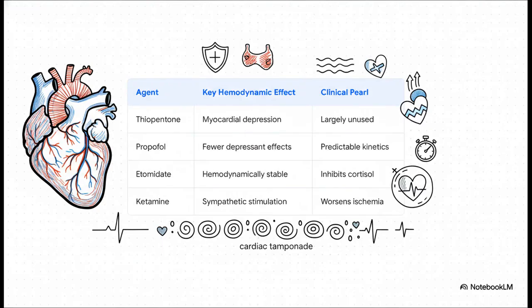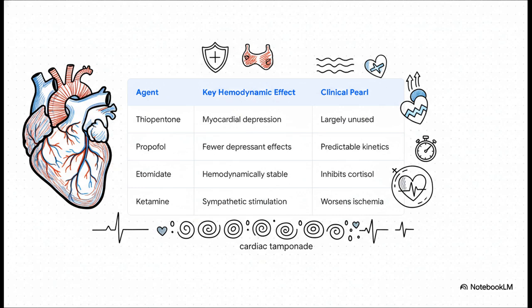Here's a classic exam topic, right? How do our induction agents hit the heart? Well, etomidate is your friend when it comes to stability. It's super gentle on hemodynamics, but you gotta remember it messes with the adrenals. Ketamine is the total opposite. It revs up the heart, jacking up the rate and pressure.